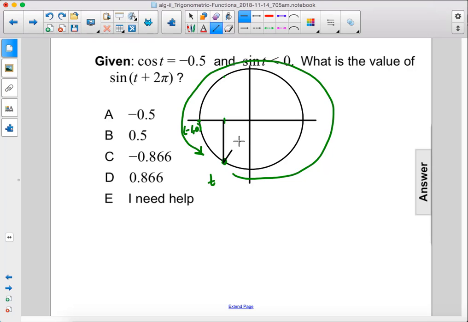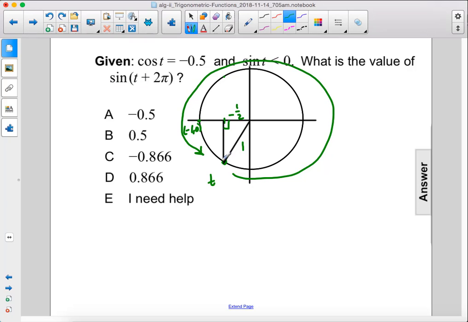Draw a line like that and like that. We know the cosine value is negative half, and we have a right triangle here. We know the hypotenuse is 1. Therefore, what is this side of the triangle? That's going to be the sine value.